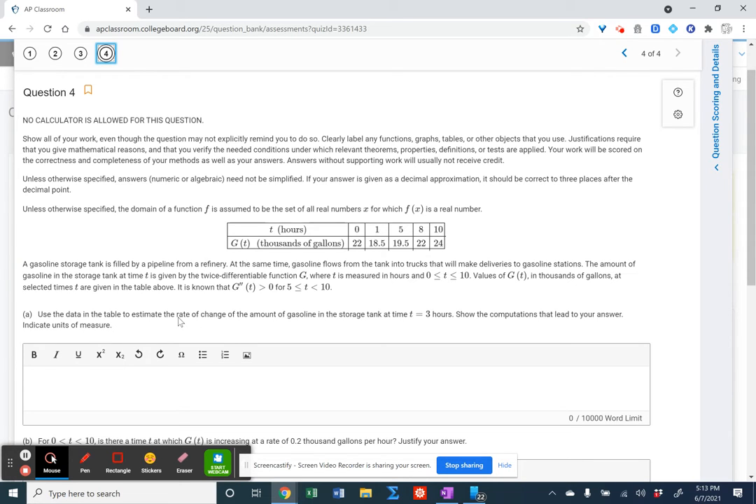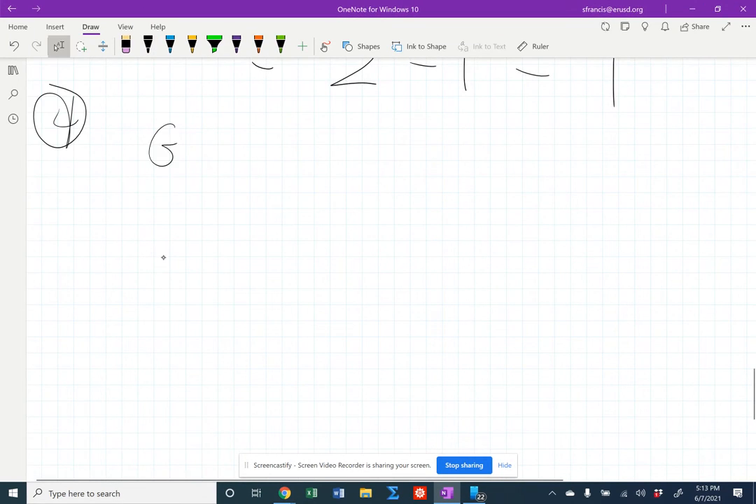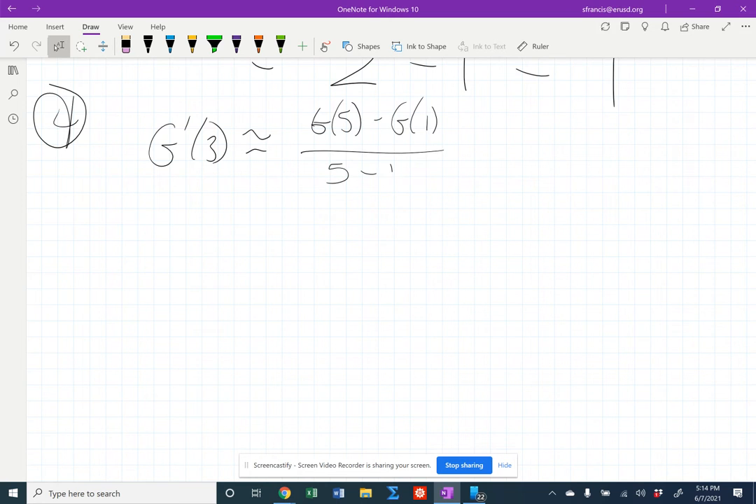Use the data to estimate the rate of change of the amount of gasoline in the storage tank at 3 hours. Well, 3 is between 1 and 5, so we'll use that interval. We need to show the computations and indicate units of measure, which some of you didn't do. So we're going to need g of 5 minus g of 1. Well, g prime of 3 is approximately g of 5 minus g of 1 over 5 minus 1, which is approximately, I know one of them was like 19 and a half, then 18 and a half, over 4, which is 1/4.